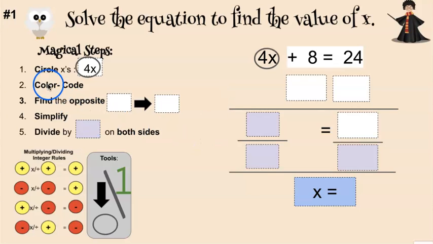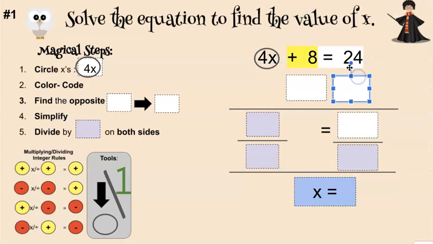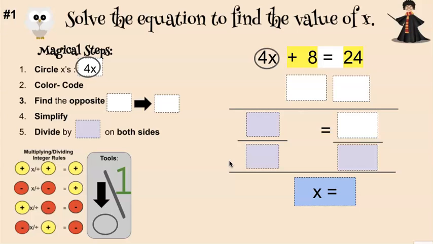Our next step is color code. So we're going to take positive 8. We're going to go next to the A, and that's our highlighter, put it in yellow. And positive 24 is also a positive, so that's going to go in yellow. So we color code that.